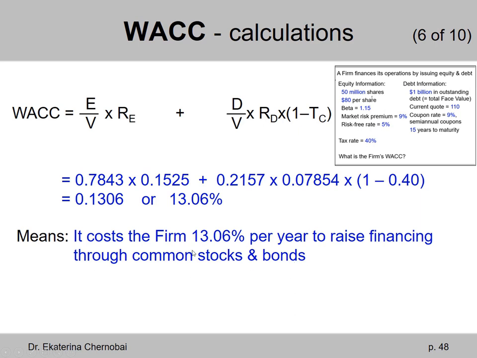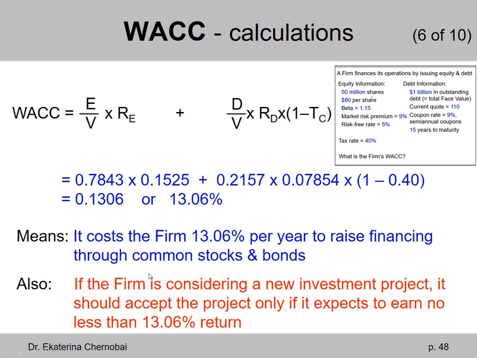Let's take one more step, one step further, kind of beyond what this problem asked us to calculate. What we can now say is that if this firm is considering a new investment project, it should accept the project only if it expects to earn no less than a 13.06% return. Otherwise, the project will not be profitable enough and the firm won't have enough money to compensate its investors.